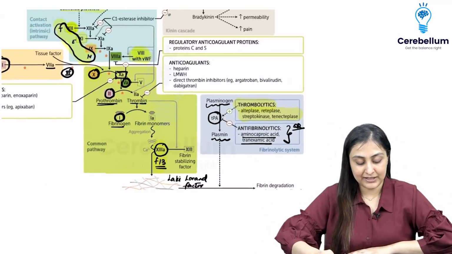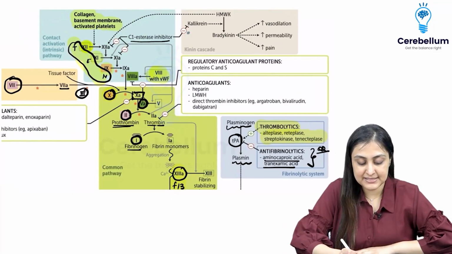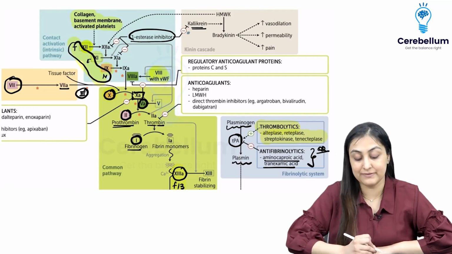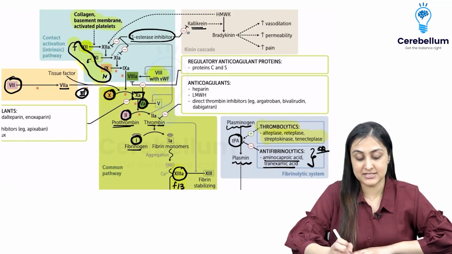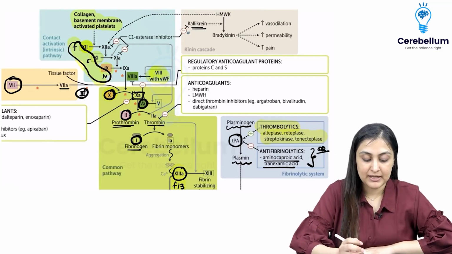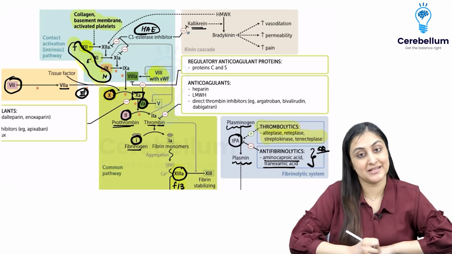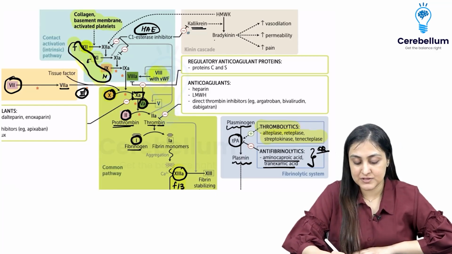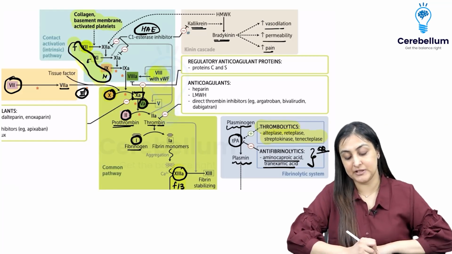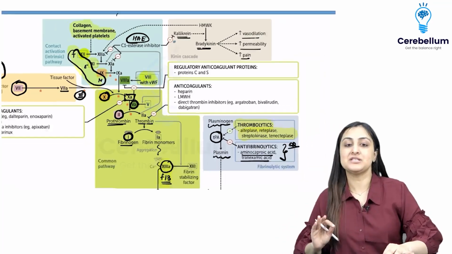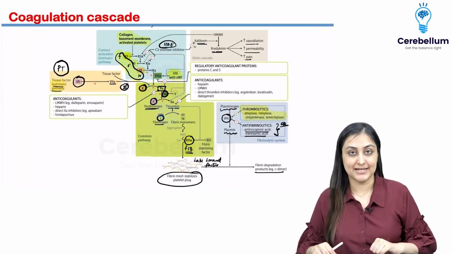Look at one more factor. We have C1 esterase inhibitor which blocks kallikrein as well as factor 12 and 11. So deficiency of this C1 esterase inhibitor leads to what? It leads to hereditary angioedema. Remember this right here. Kallikrein causes the activation of bradykinin, which increases vasodilation, permeability and pain. Now let's study the anticoagulants right here, right now.